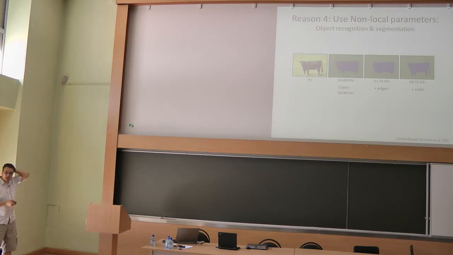And here's an example, for instance, for cow detection. So this is the image here with the cow. This is what the class and location gives you. So it roughly nails the cow. When you add edge sensitivity, you get a nicer segmentation. When you add color, it simply says, well, okay, all of the black should be cow, and then you get the nice segmentation.